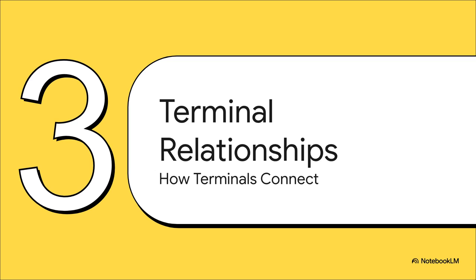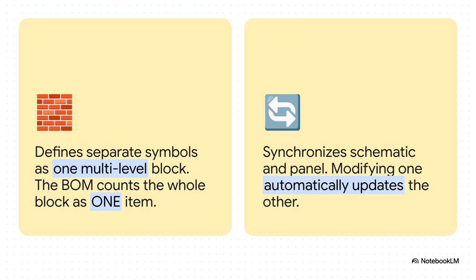Now, this brings us to what I think is the core concept of this whole explainer. A terminal hardly ever works alone. It's all about relationships. And in AutoCAD Electrical, there are 2 and only 2 fundamental ways that terminals can be connected to each other. And this breaks it down perfectly. On one hand, you've got schematic to schematic. Think of this like stacking Lego bricks. You take individual terminal symbols on your drawing and you link them to create one single multi-level block. And the best part? Your bill of materials counts it as just one item.